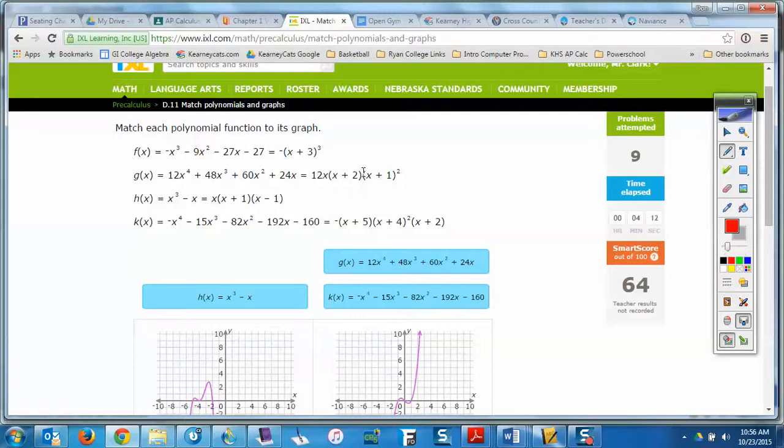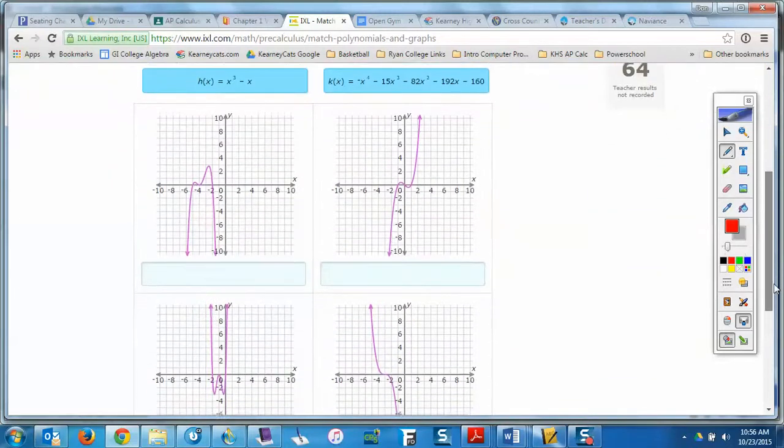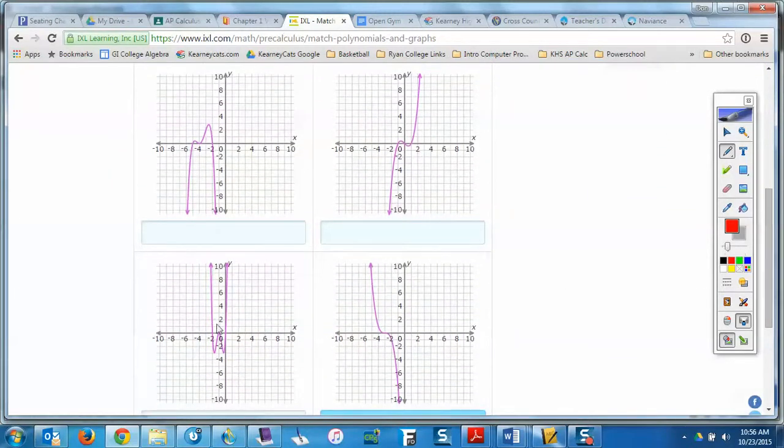0, -2, -1. Because you would set each of those factors equal to 0. So now you're looking for an x to the 4th, and you know that because here's an x squared, here's an x, here's an x. When you multiply that all out, you have an x to the 4th is the highest. So you know it's an x to the 4th, and you know it's got roots at 0, -1, and -2, which is right there.